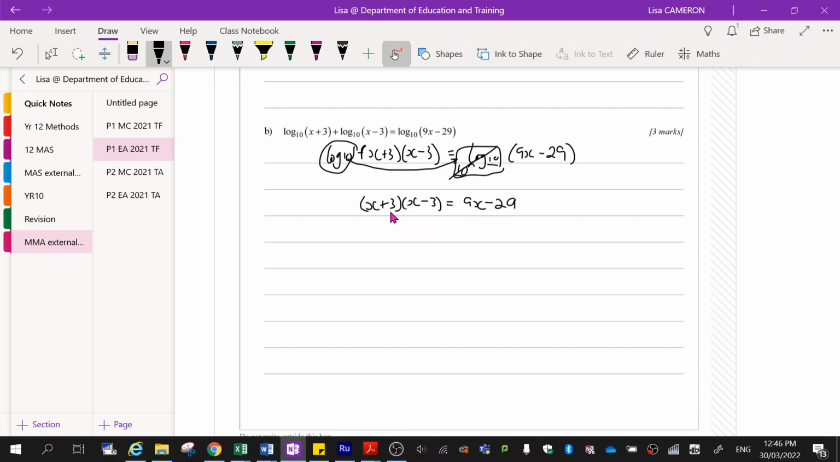Next thing I'm going to do is expand these brackets. So x squared here, because it's plus minus, our middle term will cancel out to be 0, so it would be minus 3 plus 3, so that's 0. Minus 9 is equal to 9x minus 29. Move all of these terms to the other side so that because it's a quadratic, I can solve it.